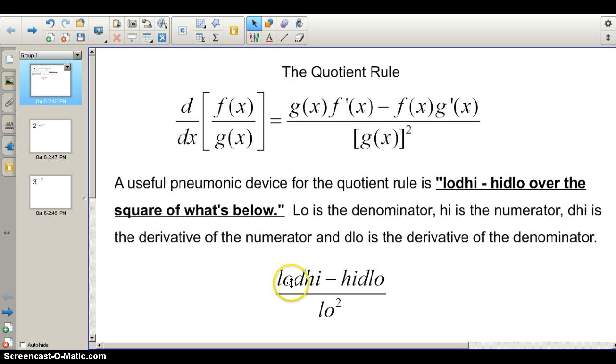So your low, that's your g of x, your denominator. D high, that's a derivative of your numerator, f prime of x. Minus high, that's your numerator, f of x, times d low, that's a derivative of the denominator, g prime of x, over the square of what's below, that's your denominator squared. Let's take a look at a couple examples.